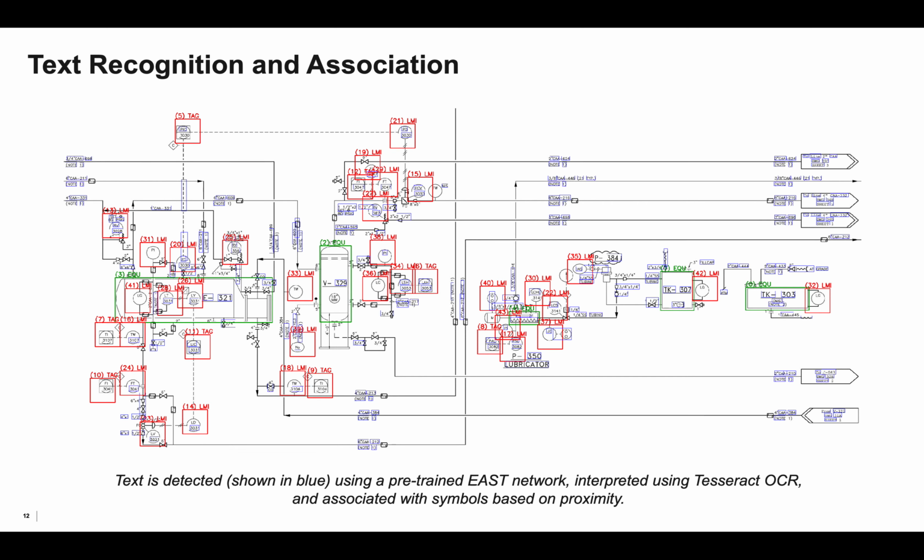Next, the second step in our diagram digitization pipeline is text recognition and association. Text plays an important role in these diagrams, serving as identifiers for various equipment and instruments, as well as descriptors for the process lines. To detect text, we use a pre-trained YOLO network to obtain these blue bounding boxes around text regions, and then we interpret those text areas using TextDirect OCR. Finally, we associate each text region with nearby symbols.